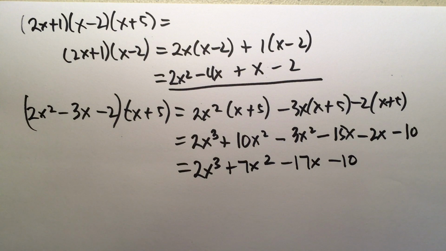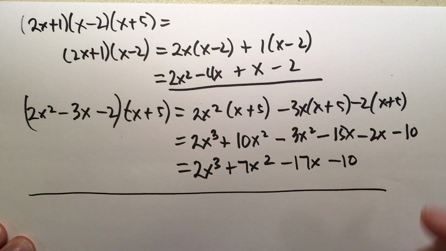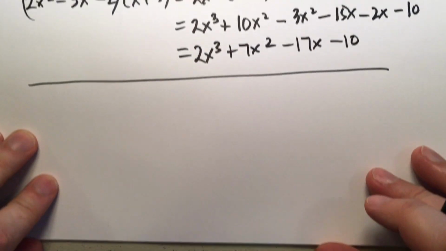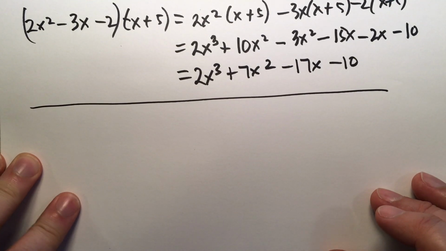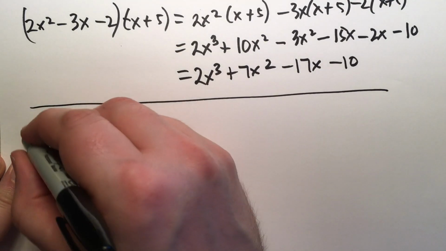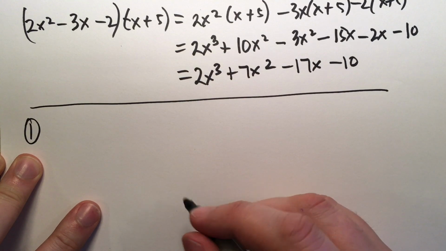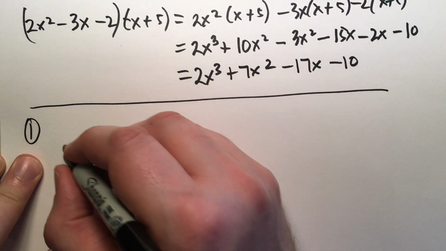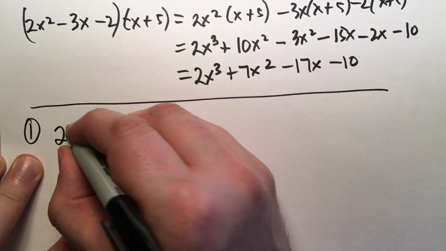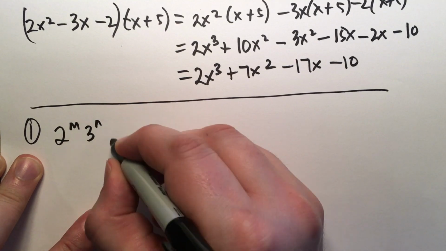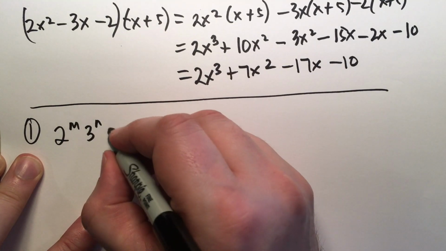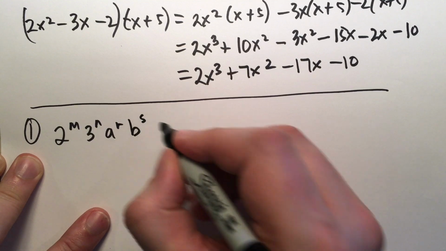Homework. Let's talk about homework. So, draw a line here, move that up, show my table, it's messy. Okay, so exercise 1. For exercise 1, you're going to produce something that looks like 2 to the m, 3 to the n, a to the r, b to the s.